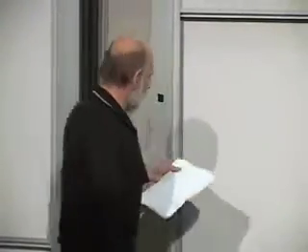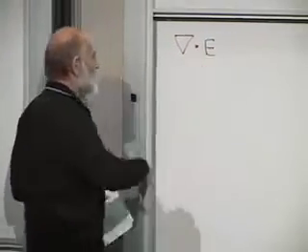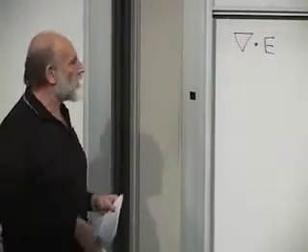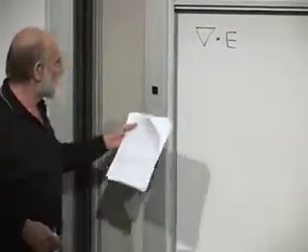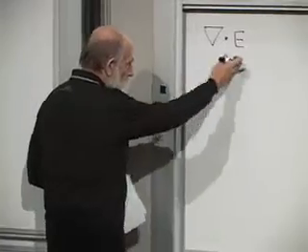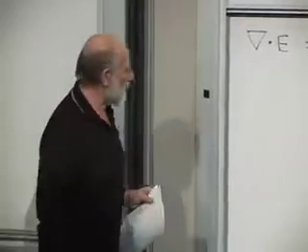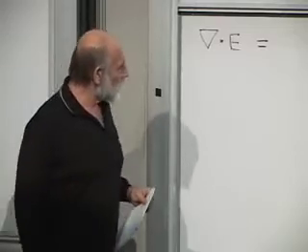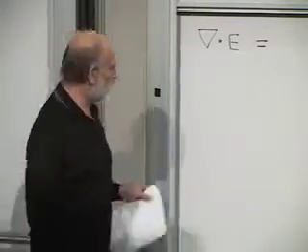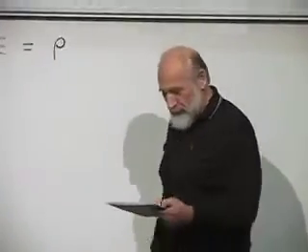Anybody not know what a divergence is? Good. Then I don't have to write down what a divergence is. The divergence of the electric field is, of course, the derivative with respect to x of the x component of the electric field plus the derivative with respect to y of the y component, etc. Three terms. That's equal to rho, the charge density. In some people's version, there's a 4 pi in there. In mine, there is no 4 pi. Anyway, del dot E is equal to rho.